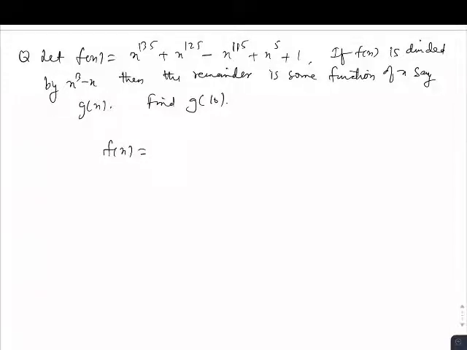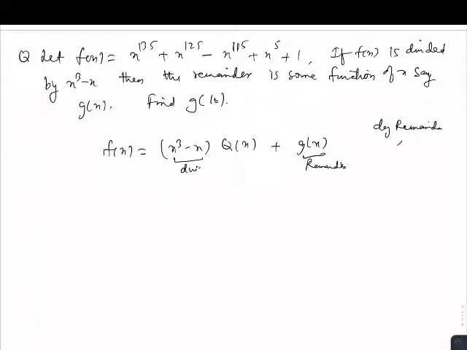Dividend is equal to divisor into some quotient plus remainder, and they are saying let the remainder be g of x, some function of x. Now as per our first note in the previous video, we know that this is the divisor and this is the remainder. What did I say? Degree of remainder is always less than the degree of the divisor. So by that logic, if this is a cubic, g of x is going to be a quadratic.